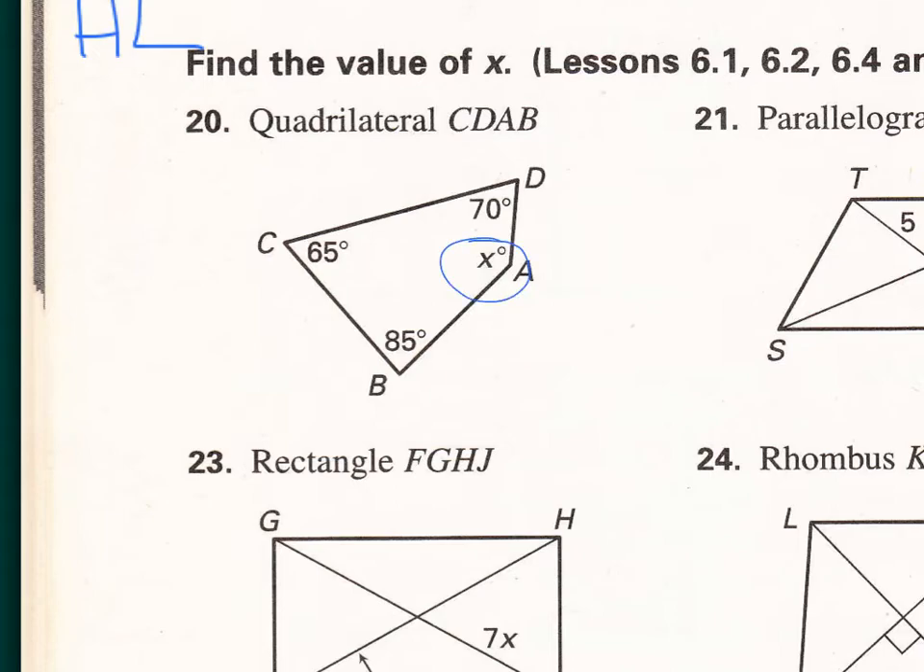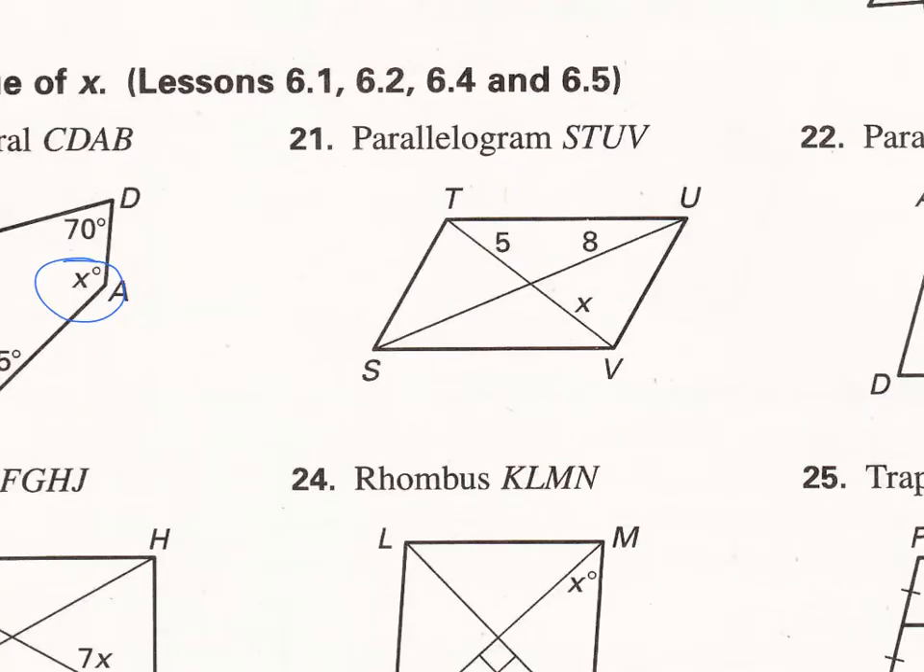You need to remember how many degrees the sum of the angles in a quadrilateral is. On number 21, you need to find the value of x. One thing you need to remember is that the diagonals in a parallelogram like this bisect each other, which means they're splitting each other in half. That should help you on number 21 here.